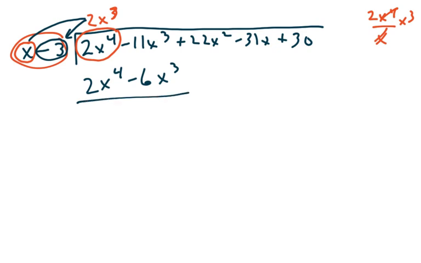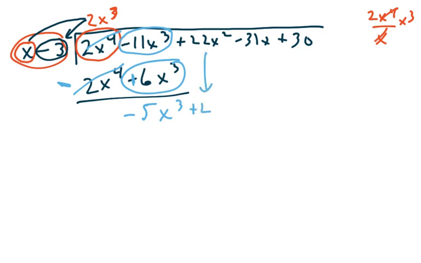Now comes a big step, guys. We got a minus. Distributing the minus, this becomes a plus 6. So notice the 2x^4 minus 2x^4 is 0. The negative 11 here, plus 6. Remember, this became a plus 6 here now. Is minus 5x^3. Bring down the next term, and we start over again.